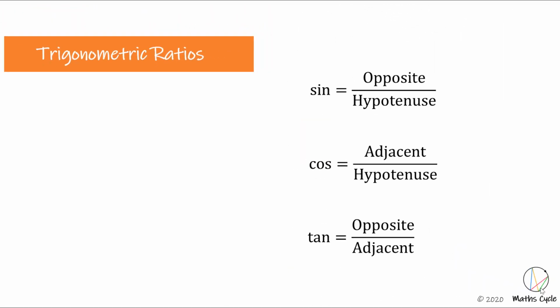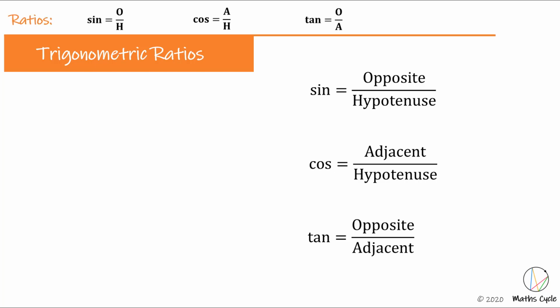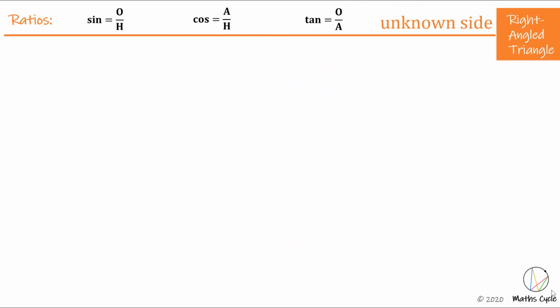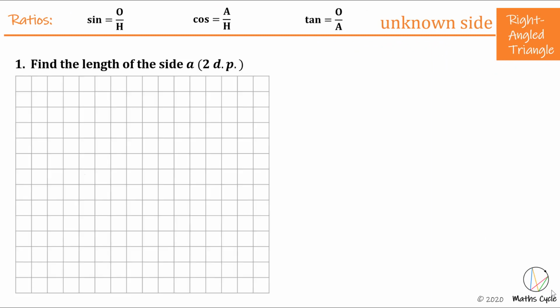The trigonometric ratios are sine equals opposite over hypotenuse, cosine equals adjacent over hypotenuse, and tan equals opposite over adjacent. We will abbreviate these ratios to sine equals O over H, cosine equals A over H, and tan equals O over A. Okay, so we will use these ratios to find an unknown side in a right-angled triangle. So example number 1. Find the length of the side A, correct to 2 decimal places.